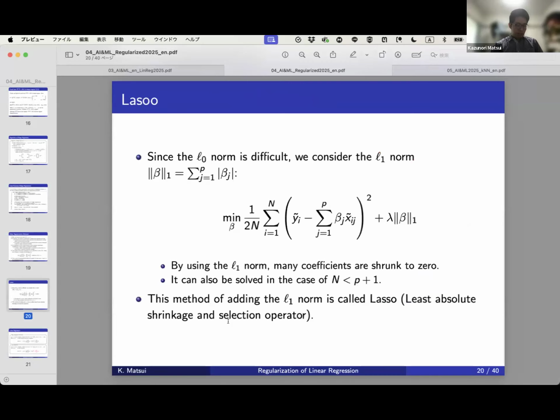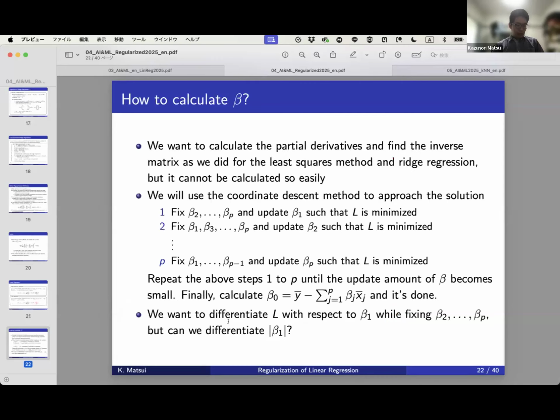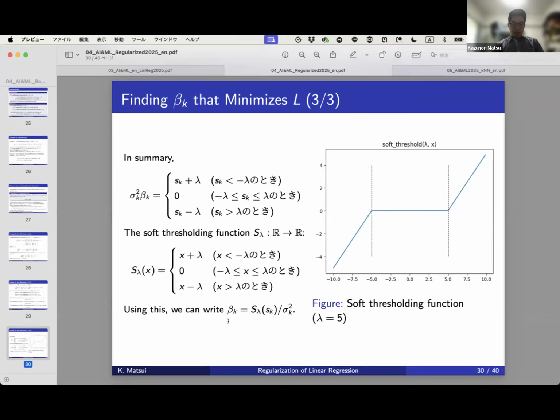Another method adds the sum of the absolute values of the parameters instead of the sum of squares. This is called lasso regression, and it's particularly effective when there is less data compared to the number of parameters. In lasso regression, we use algorithms with soft threshold functions to obtain solutions.